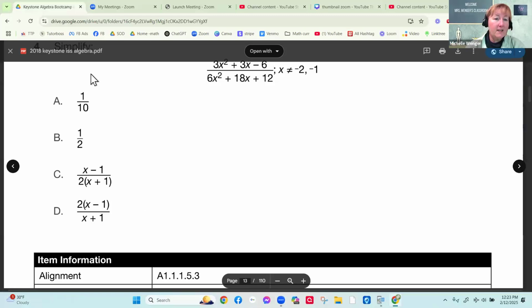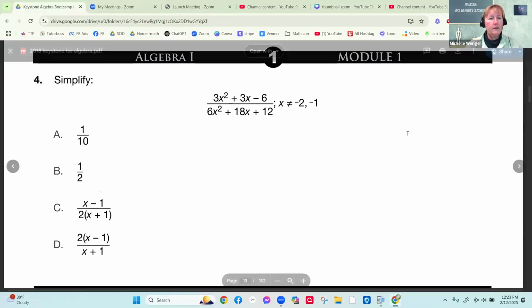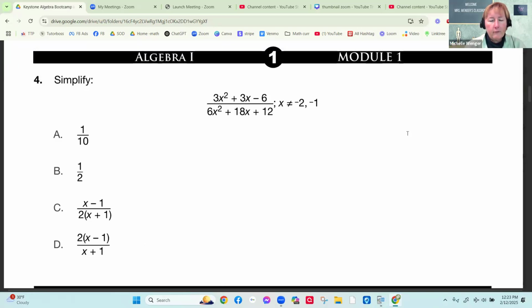Well, hello, everybody. I am doing question number 4 from the 2018 Keystone Algebra exam that the Pennsylvania Department of Education has put out there. I just wanted to go through it with you, just so you have a voice or you can see what's going on here. So this is a polynomial rational, a fraction with polynomials in it.